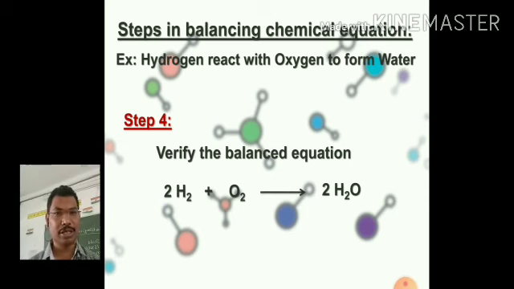And the number of oxygen atoms on LHS is 2, RHS is also 2. So the number of atoms of different elements on the left hand side are the same as the number of atoms of different elements on the right hand side. Now it is verified. That's it.